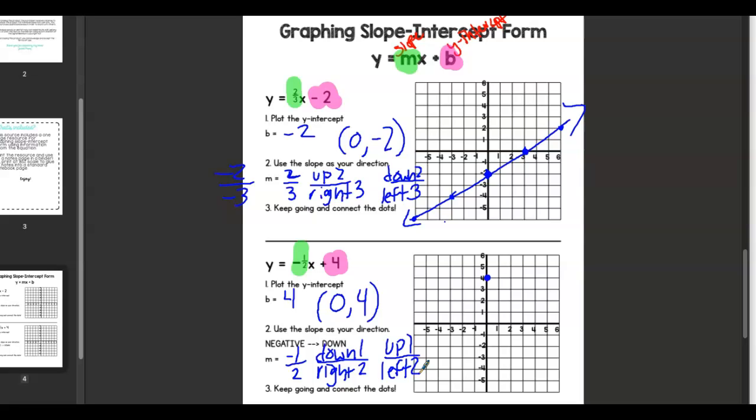Okay? So from my point 0, 4, I could do the first one, go down 1, right 1, 2, down 1, right 1, 2. So then I'd have a point at 2, 3, and 4, 2. Or I could start at 0, 4 and go up 1, left 2, up 1, left 2. So then I have a point at negative 2, 5, and negative 4, 6. And then I can connect my line.